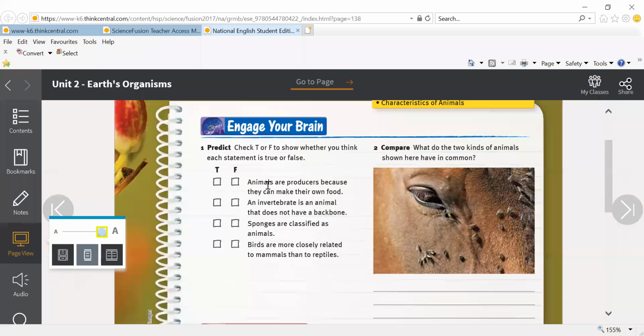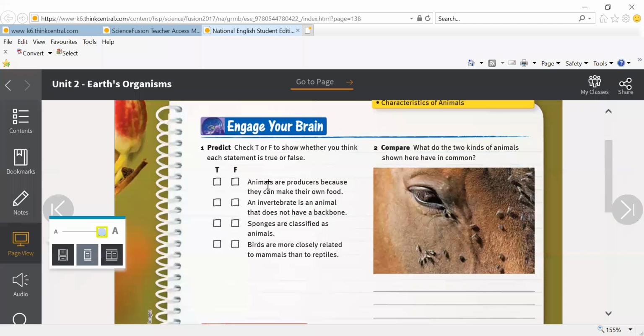Sponges are classified as animals. Sponges, are they animals or are they plants? I think plant. Sponges are not classified as plants, so here it is true, sponges are classified as animals.